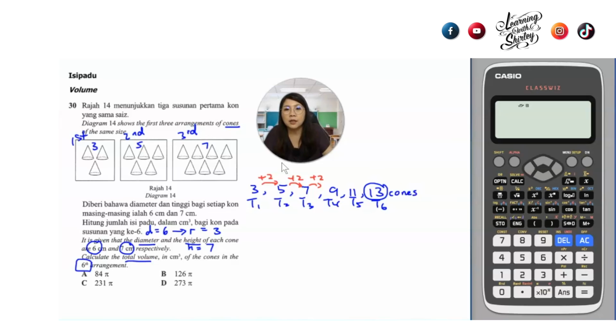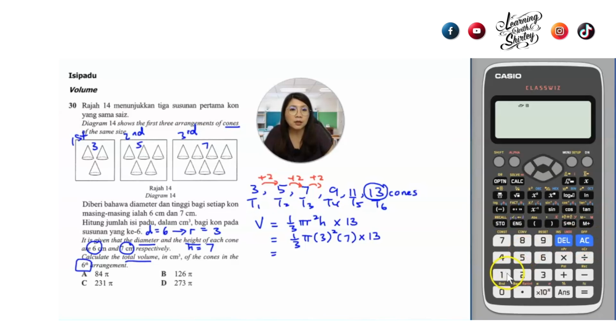So now they ask us to find the total volume of 13 cones. What is the formula for volume of a cone? 1/3 times pi r squared h, right? Then we have to times 13 to get the volume of 13 cones. So equals 1/3 pi, and we remain pi as pi because in the options given, all are in terms of pi. So we don't have to use 22/7 or 3.142. Then r squared is 3 squared, the height is 7, and then times 13.